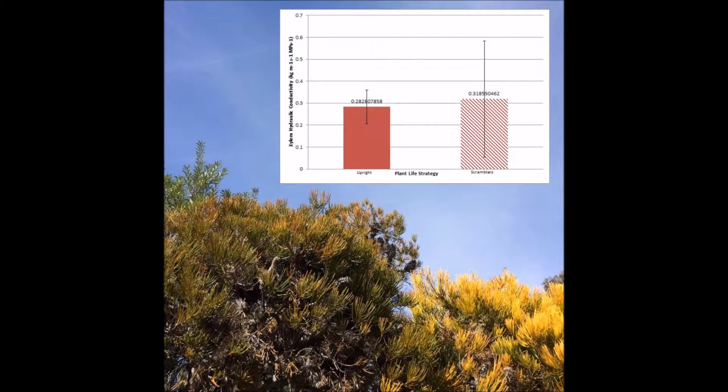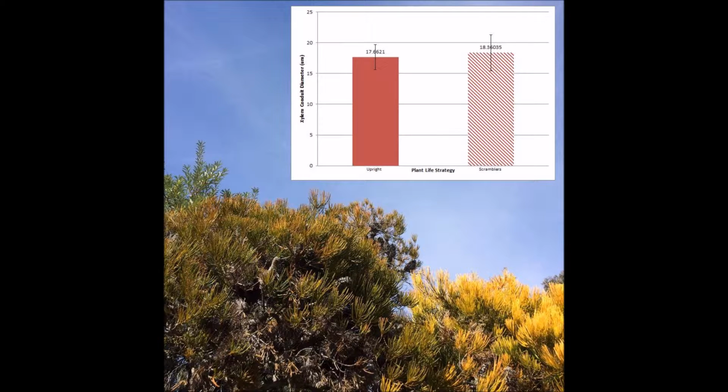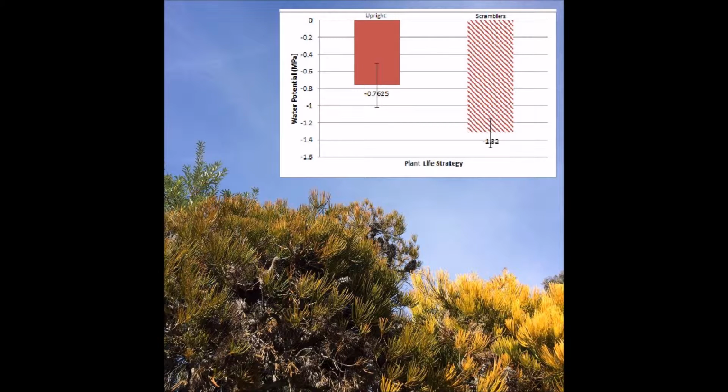For our results, we didn't get statistical significance between upright and scramblers in xylem hydraulic conductivity. We got 0.2 to 0.3 kilograms per meter squared megapascals. We also didn't get statistical significance between xylem conduit diameters. They had values between 17 to 18 microns. We did, however, get statistical significance in water potential. Upright species had negative 0.7 megapascals, while scramblers had an even more negative water potential of negative 1.32 megapascals.